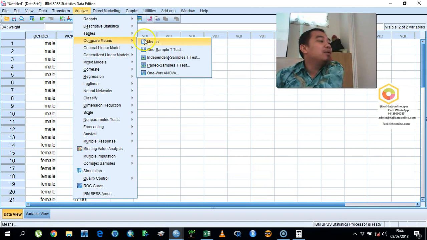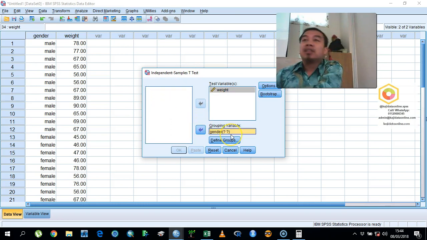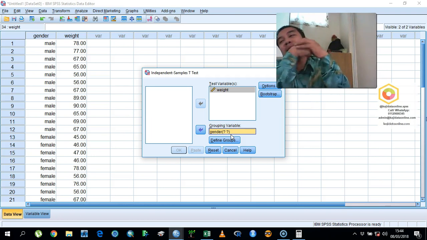So, for example, I want to measure the mean using the independent sample t-test. I'm going to measure the weight between the genders. So, before I can do that, I need to establish my five steps of hypothesis testing.